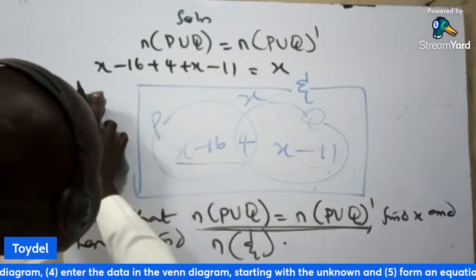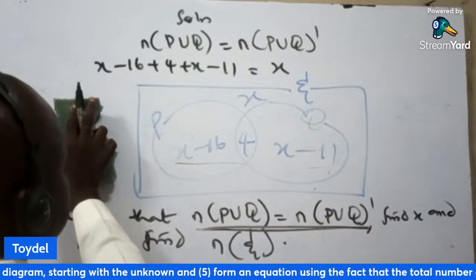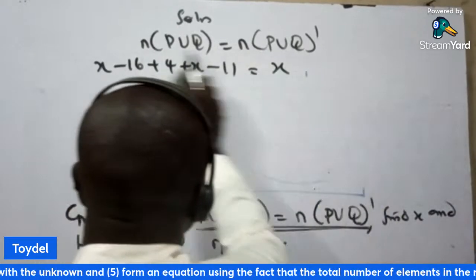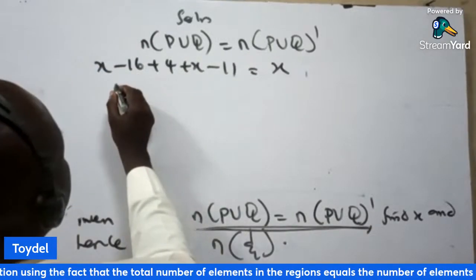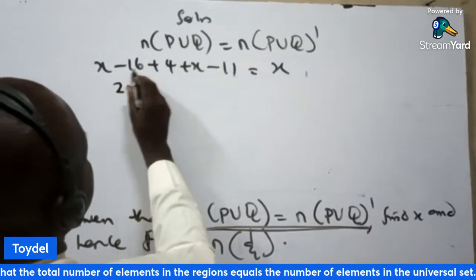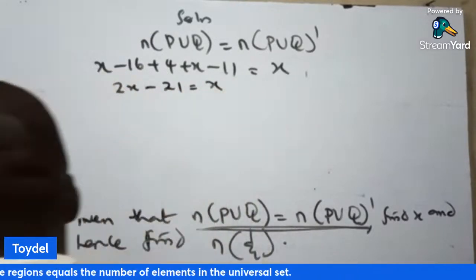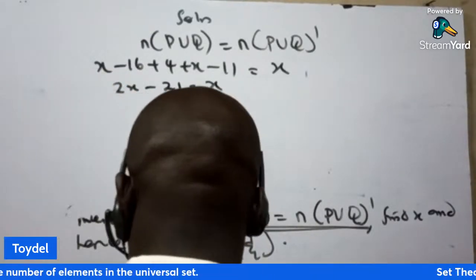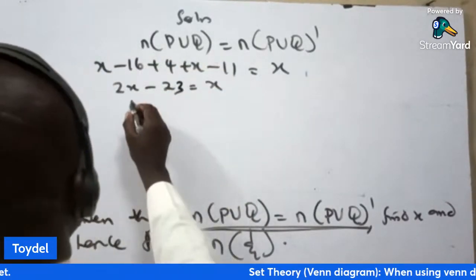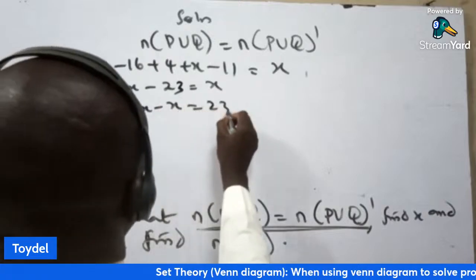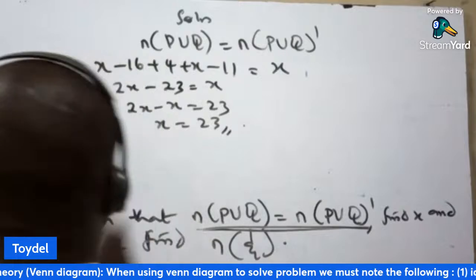Then from there, I can clean the Venn diagram now, because we have been able to generate what we have. So when we had everything together, we have 2x minus 25 plus minus 21 is equal to x. Then we have 2x minus x is equal to 23. So x is equal to 23. So the first question, find x: we have gotten the value of x.